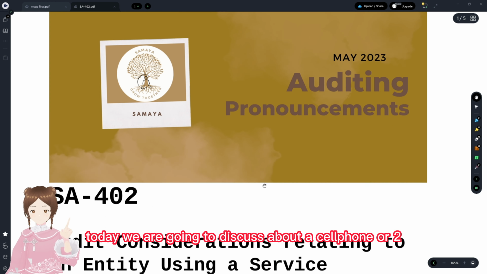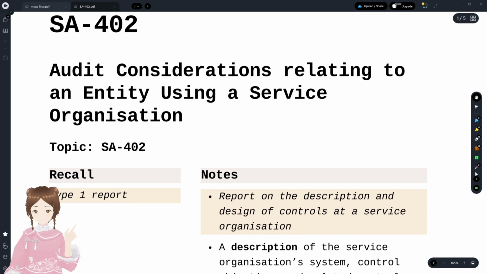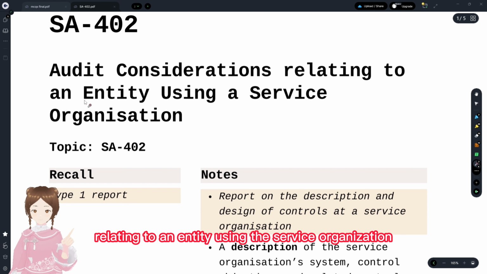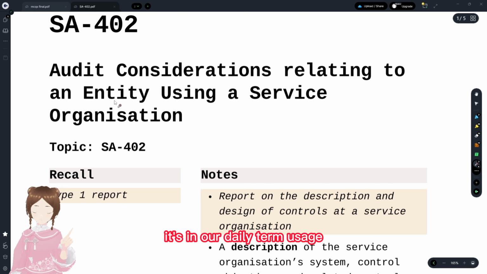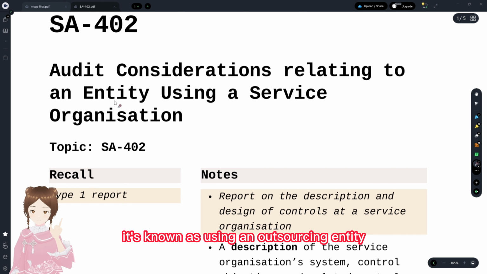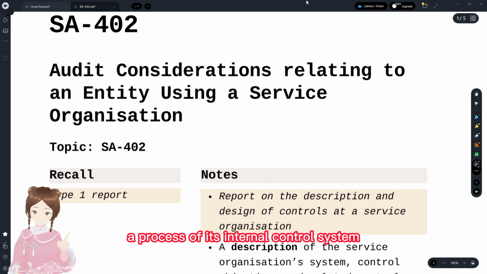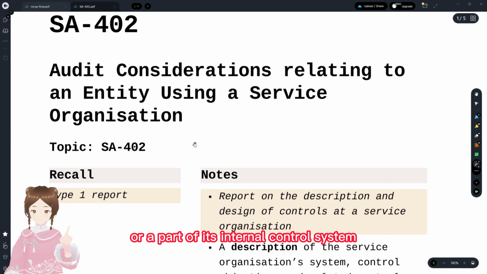Today we are going to discuss SA402, audit considerations relating to an entity using a service organization. In our daily term usage, it's known as using an outsourcing entity. It's outsourcing a process of its internal control system, or a part of its internal control system.